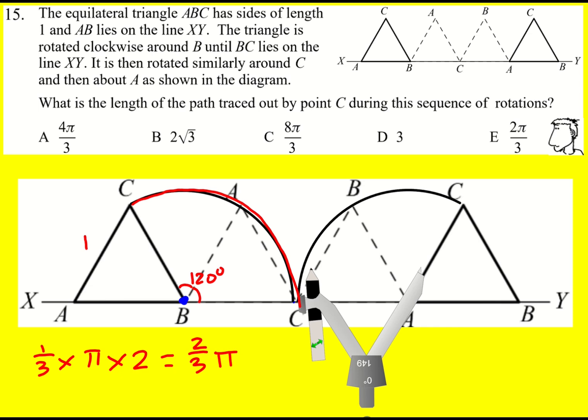The black length is going to be exactly the same, so another 2/3 times pi. Add these together, overall going to give us 4/3 lots of pi. It's just like when you do 2x plus 3x, you end up with 5x. We're basically doing 2/3 plus 2/3, 4/3, but you keep the pi in there as well. Because we've got 2/3 lots of pi, we're adding another 2/3 lots of pi. Overall, we end up with 4/3 lots of pi.